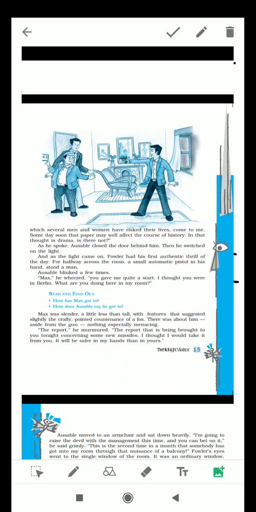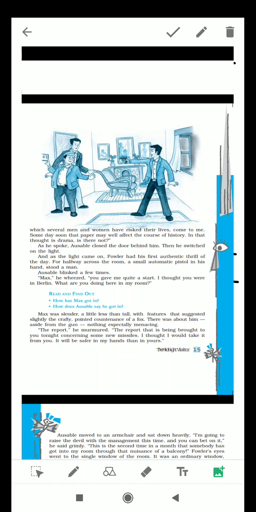Now he was just trying to console Fowler's frustration. He was telling Fowler, now you would get a very important paper for which several men and women have risked their lives, for which several men and women did not care for their life. Come to me now. Now it is coming to me. Wait for a moment. Someday soon that paper may well affect the course of history. This paper might change the entire course of history. In that, what is drama? Is there not? It seems it is a drama, and I am playing the drama. But wait for a moment, an important paper was coming that might change the course of history. Though it was a drama listening, it seemed it was a drama.